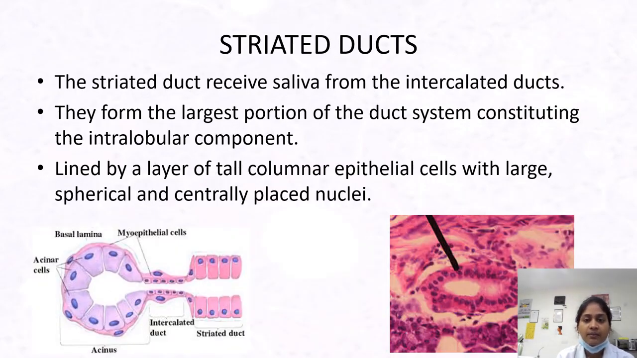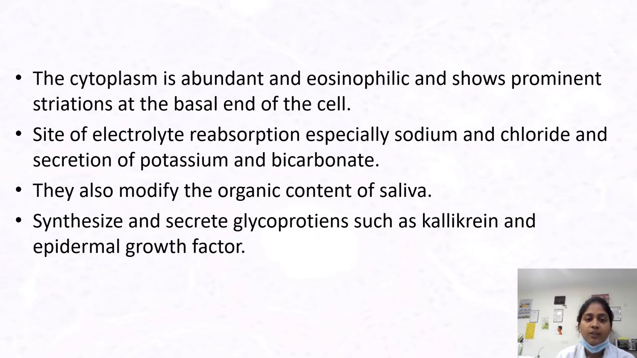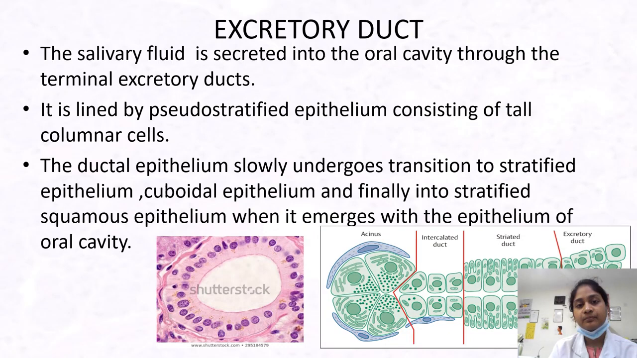Striated ducts receive saliva from the intercalated ducts. They form the largest portion of the duct system, constituting the intralobular component. They are lined by tall columnar cells with large spherical and centrally placed nuclei. The cytoplasm is abundant and eosinophilic and shows prominent striations at the basal end of the cell. It is the site of electrolyte resorption, especially sodium and chloride, and secretion of potassium and bicarbonate. They can also modify the organic content of the saliva. They synthesize and secrete glycoproteins such as kallikrein and epidermal growth factor.